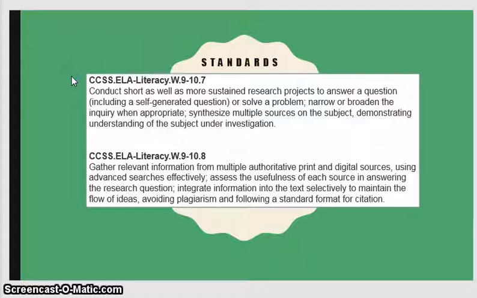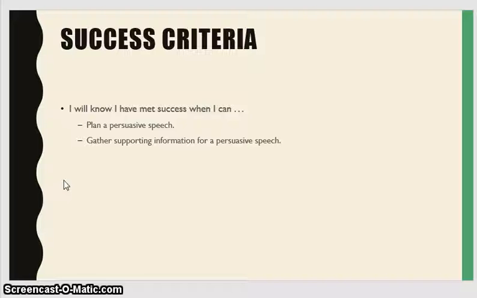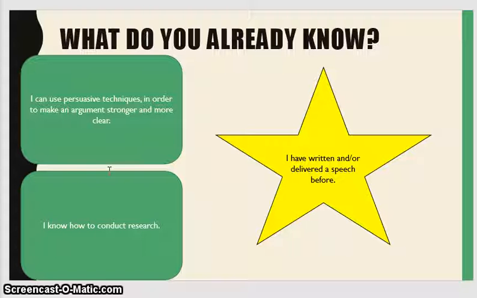So conduct short as well as more sustained research projects, because you will conduct research for your speech. And then gather relevant information from multiple authoritative print and digital sources, and then you're going to compile them into a speech. Your success criteria: you will know that you have met success when you plan a persuasive speech. Keep in mind it's persuasive, meaning you're going to give your opinion and then argue it, and then gather supporting information for a persuasive speech. So today's objective is to decide on the topic and then start looking for information to support your thoughts.